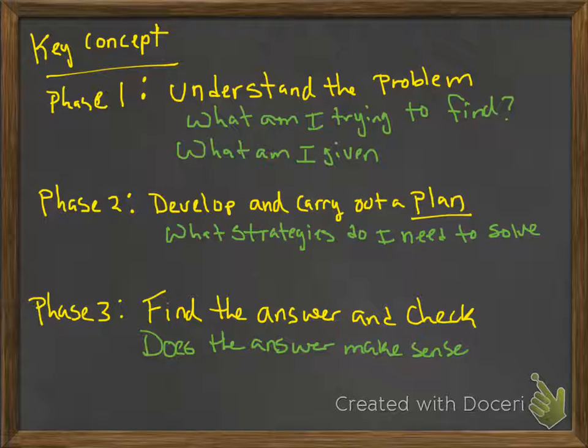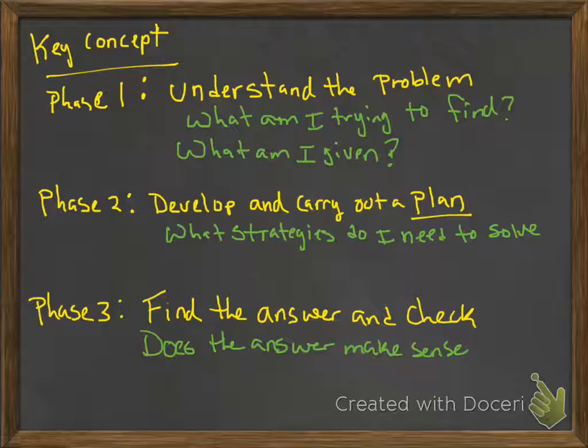Our first phase, known as phase 1, we're going to understand the problem. So what am I trying to find? What am I given? What do I need to know? Is kind of how we're going to do this. Phase 2 is to develop and carry out the plan. So you're going to create this plan. I'm given this. I'm trying to find that. So what strategies do I need to solve my equation?